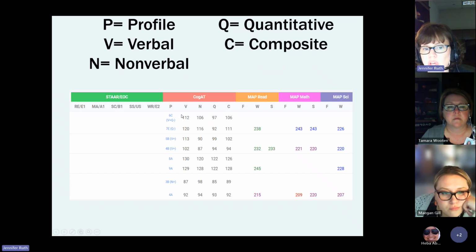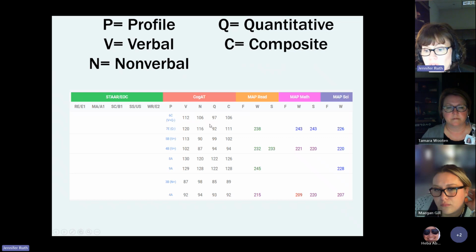When you're looking at those CogAT scores in student assessment history, you will have the P column for profile, V for verbal, N for nonverbal, Q for quantitative, and C for composite. Now, a student has to have a score in all 3 sections, verbal, nonverbal, and quantitative, in order to get a profile score. So if you have a student who's missing the profile, it's because they did not answer enough questions in at least one of the other sections in order to get a score.